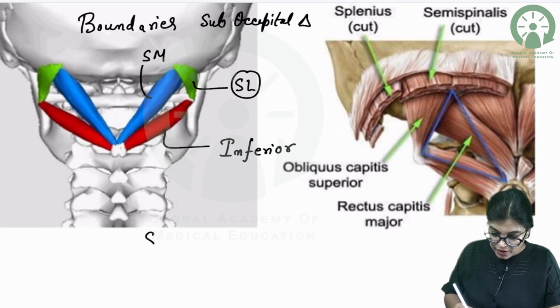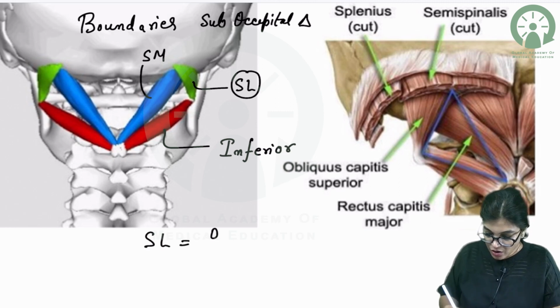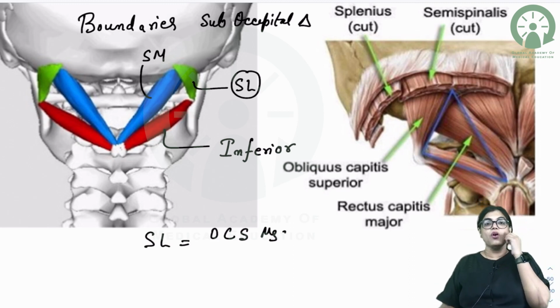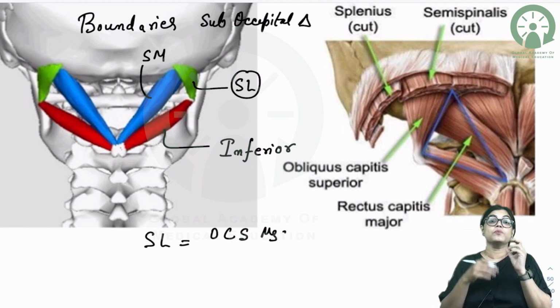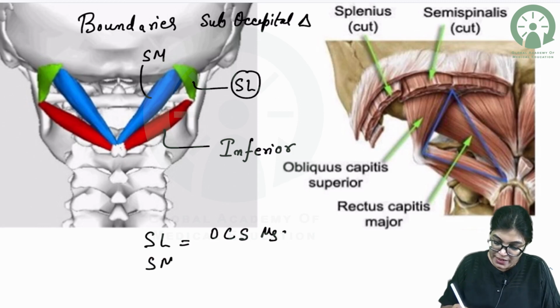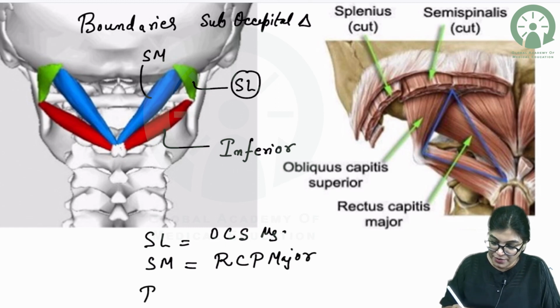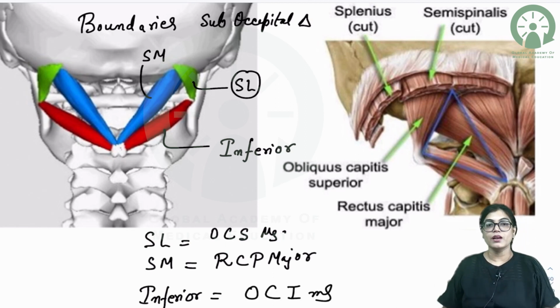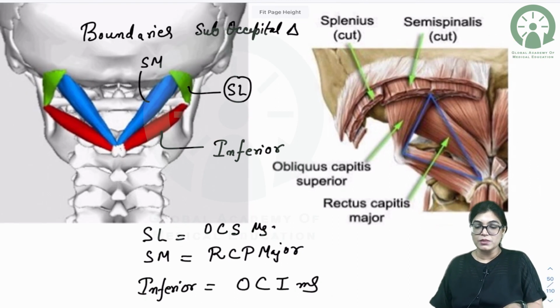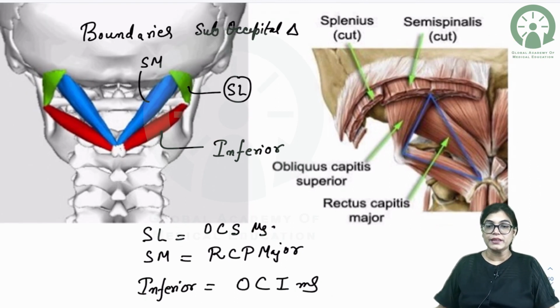So here suprolaterally it is bounded by obliquus capitis superior muscle. I have written in short OCS. Obliquus capitis superior muscle is the suprolateral boundary. Supromedially it is bounded by rectus capitis posterior major muscle, and inferiorly it is bounded by obliquus capitis inferior muscle. So this is the boundary of suboccipital triangle, a triangular region situated in the posterior occipital region.